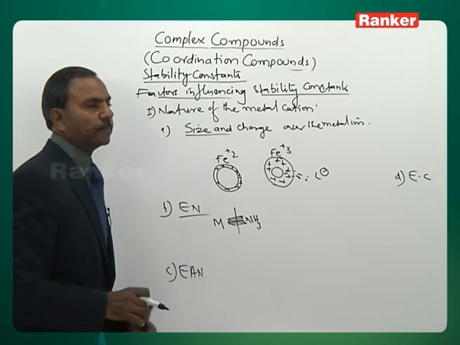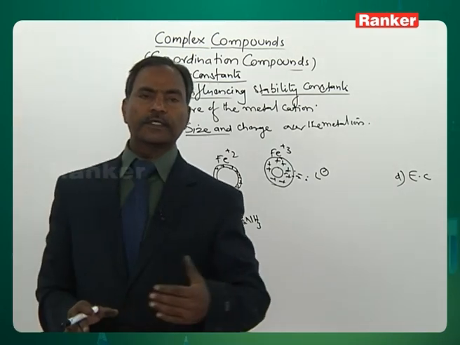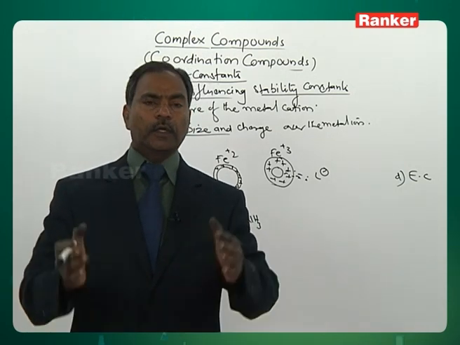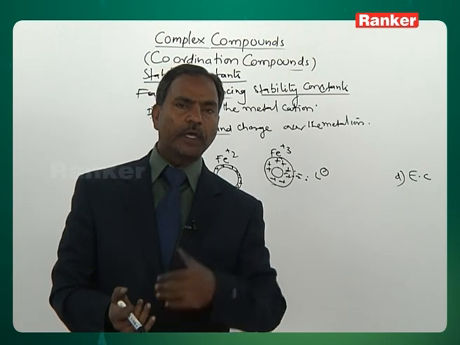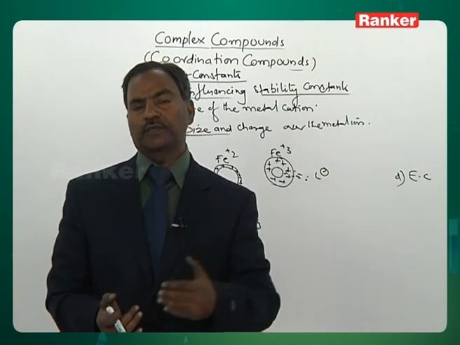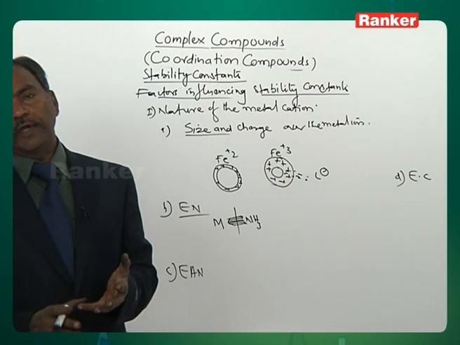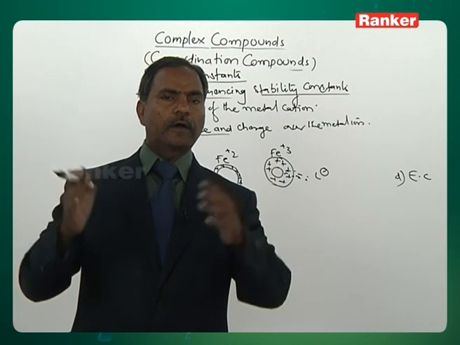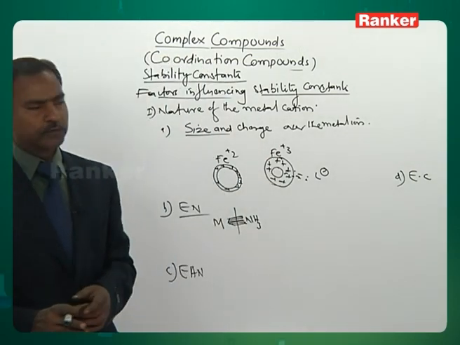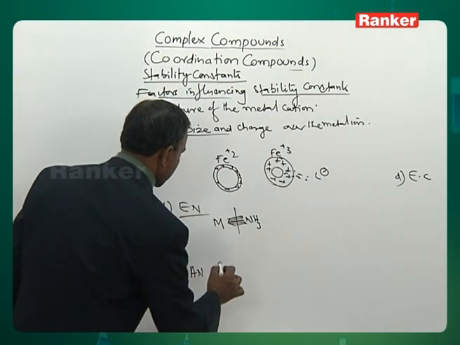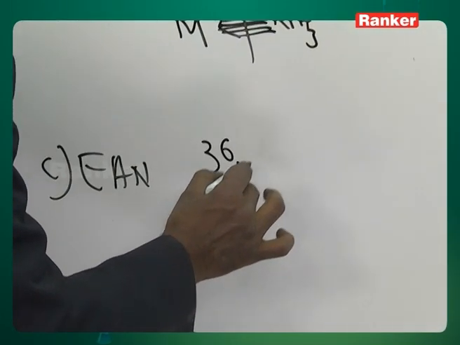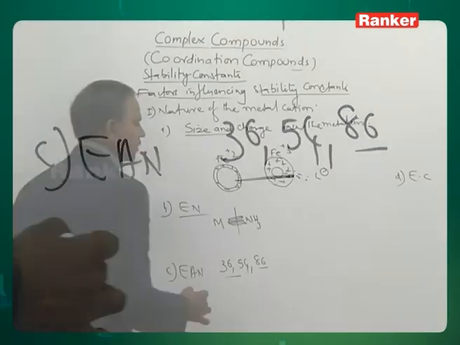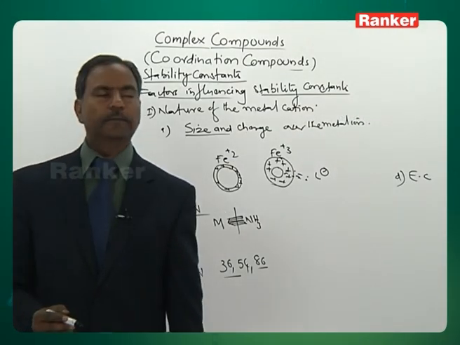Coming to next, EAN. Recollect again Sidgwick's theory, what we have discussed in the other classes. We had already completed that EAN. Whichever complex obeys EAN, meaning the complex having EAN either 36, 54 or 86, that particular complex is found to be more stable. So the complex which is having EAN either 36, or 54, or 86, such complexes are found to be more stable.